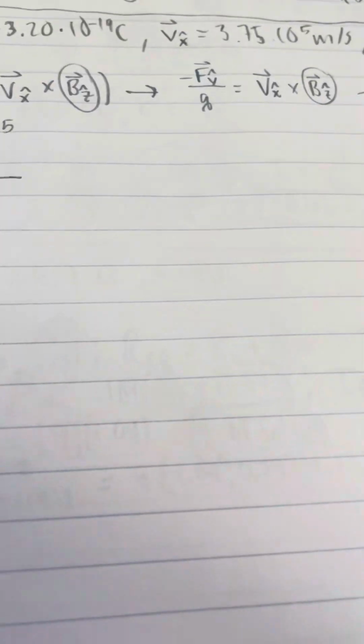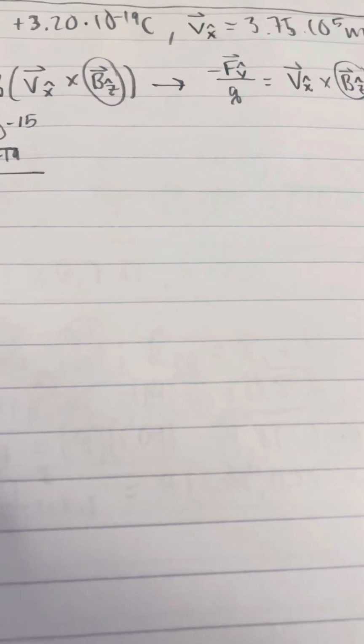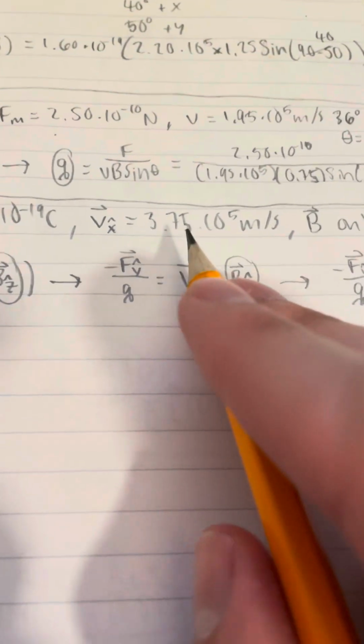negative 19, all divided by, you could do keep change flip, I'm just going to leave it all as is and plug it in the calculator, by 3.75 times 10 to the 5th, but it's going to be negative from this transformation we just saw before. So negative 3.75 times 10 to the 5th. That should give us our answer.